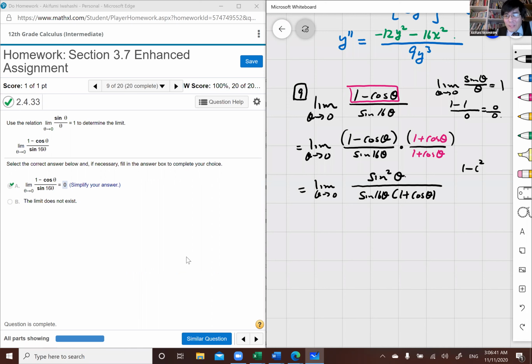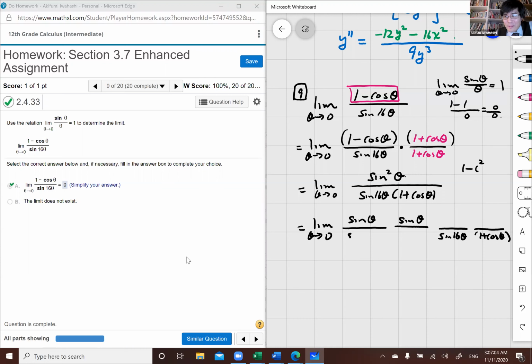Now you see that it's 0 over 0 here. But to use a formula, I might want to rewrite it like this. So the numerator has double zeros, sine theta and sine theta, and the denominator has sine 16 theta.